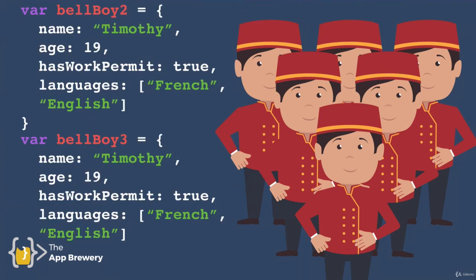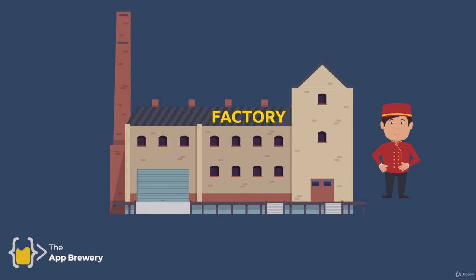And going through this process of every single time when we have to create a new object, we have to write the name property, name value, age property, age value, and actually, if you notice, for all of our bellboys, we have the same properties, and we don't actually have to type out all of these properties again and again and again every single time we want to construct a new bellboy object. So what's the solution to this? Well, we can actually create a factory that basically just pumps out bellboys all day long.